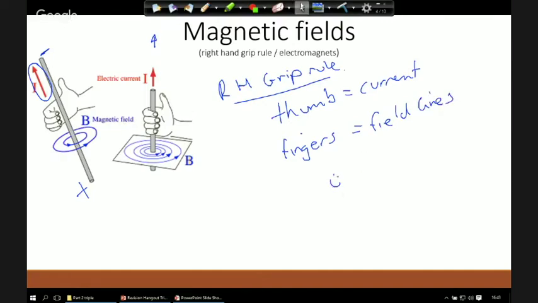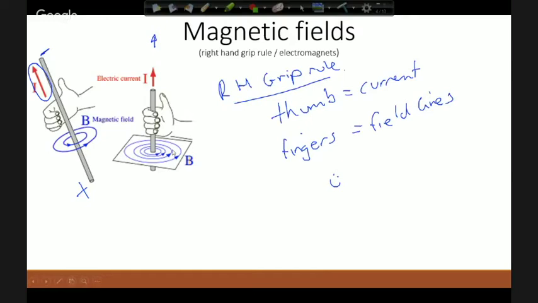Okay, so in this physics topic, there are 2 rules using your hands, the right hand grip rule and the left hand Fleming rule that we'll be looking at in just a moment. So make sure you use the correct hand for it. Obviously, getting them mixed up will give you the opposite answer.